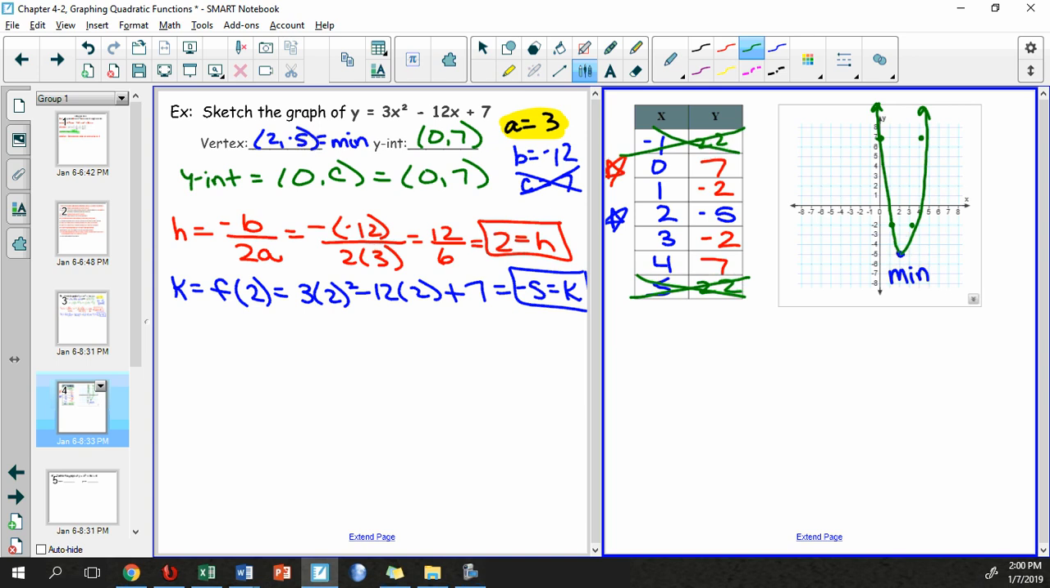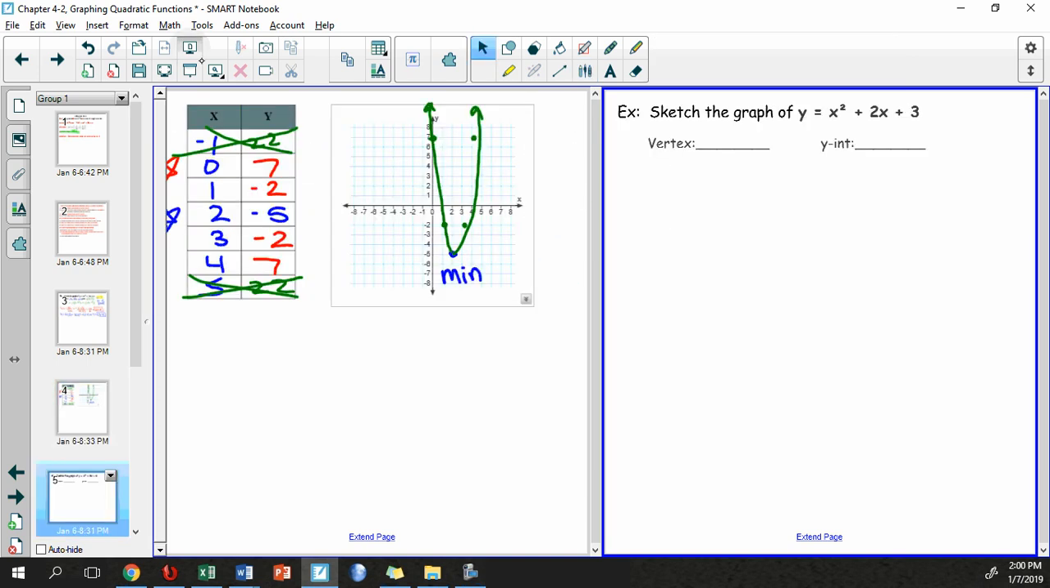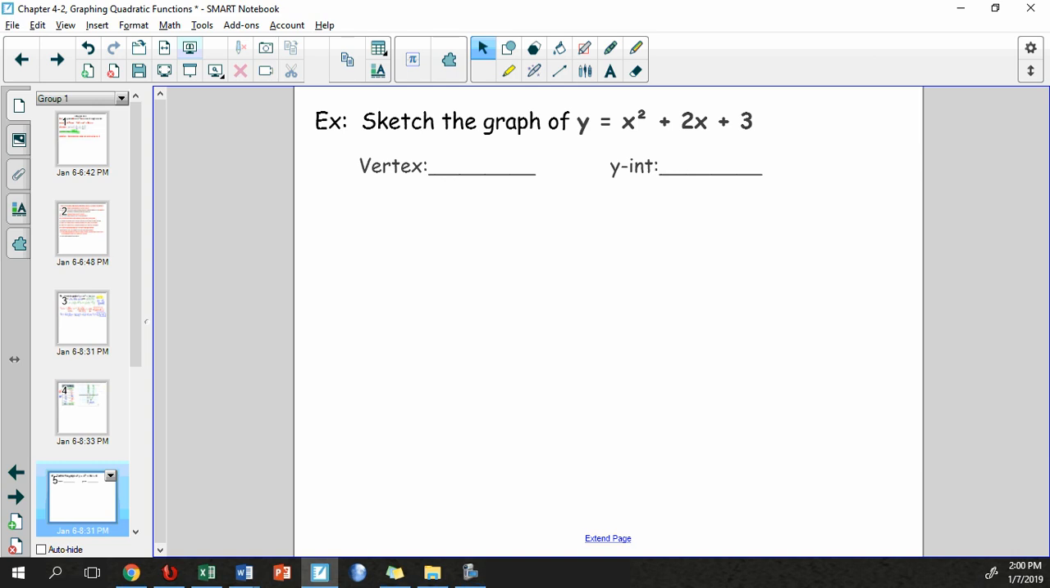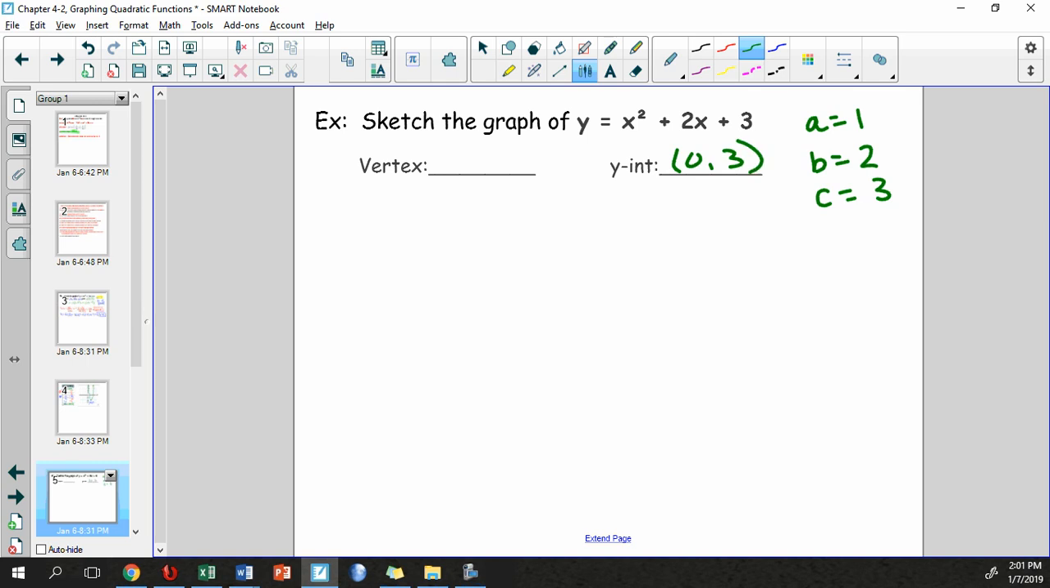Let's do it again, shall we? Okay, sketch the graph of y equals x squared plus 2x plus 3. Okay, so step 1. Find A, B, and C. What's A, B, and C? B is 2 and C is 3. What's the next easiest thing for me to find? The y-intercept. What's my y-intercept? 0, 3. Super easy, right?